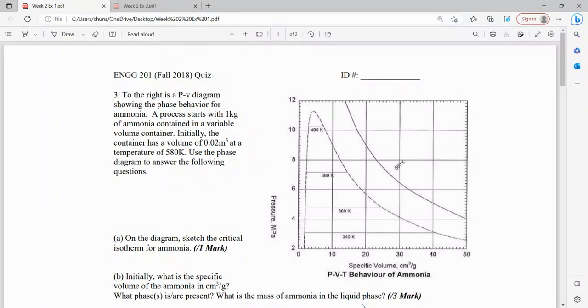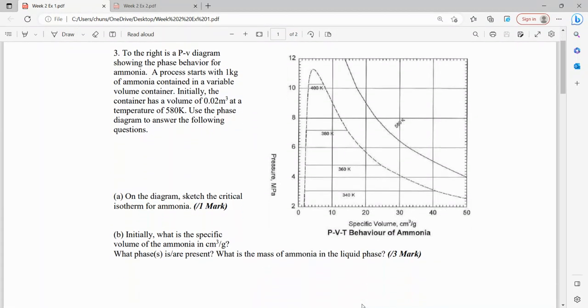In this video, we will be going through some more examples relating to PV diagrams and talking a little bit more about how we can analyze them graphically to get estimates for different values. So we're going to start off with this first question. To the right is a PV diagram showing the phase behavior for ammonia. So this is a pure component PV diagram.